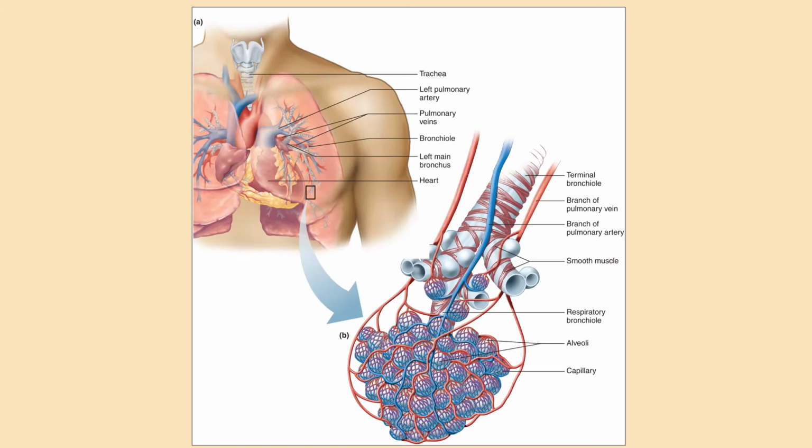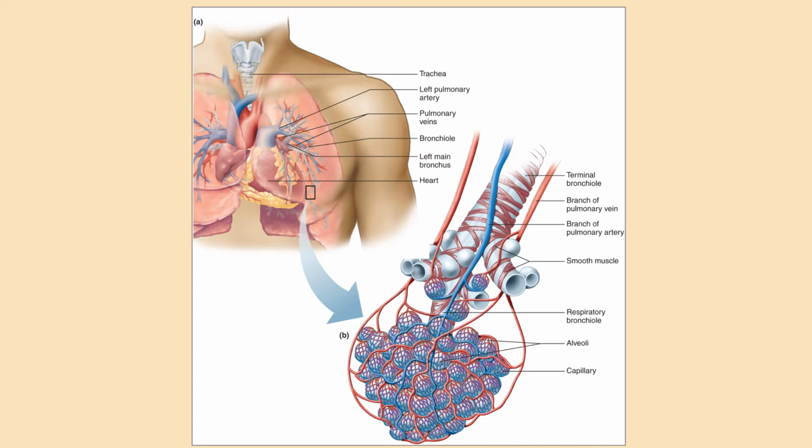Shown here, we can see a terminal bronchiole leading into a respiratory bronchiole. And bronchioles are airways, and these are just progressively finer or smaller airways. And when we have a respiratory bronchiole, we start to see air sacs, the alveoli. And notice that those alveoli are coated, their surface is coated in pulmonary capillaries.